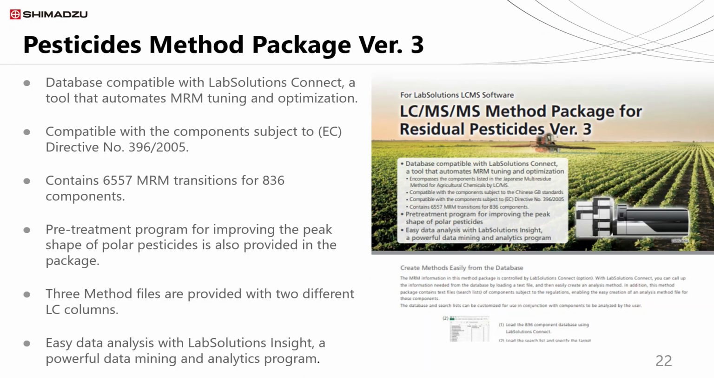Shimadzu has recently launched the latest version of the LCMS pesticide method package, version 3. It has more pesticide details and covers most of the global regulations. It has 836 pesticides with more than 6,500 MRM transitions. It also gives an auto-sampler pre-treatment program to improve peak shape of the polar pesticides. The three method files are provided with two different column details. LabSolutions Insight, which comes along with LabSolutions, helps to process large data effectively.